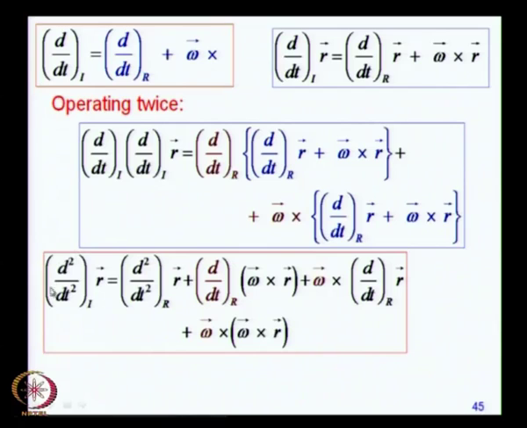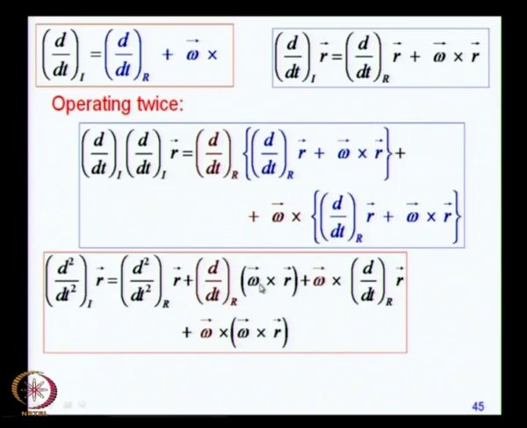So, let us do it term by term. This is the second derivative in the inertial frame. These two terms will give you the second derivative in the rotating frame of the position vector. Then you have the time derivative in the rotating frame of this cross product, omega cross r, which is coming here.